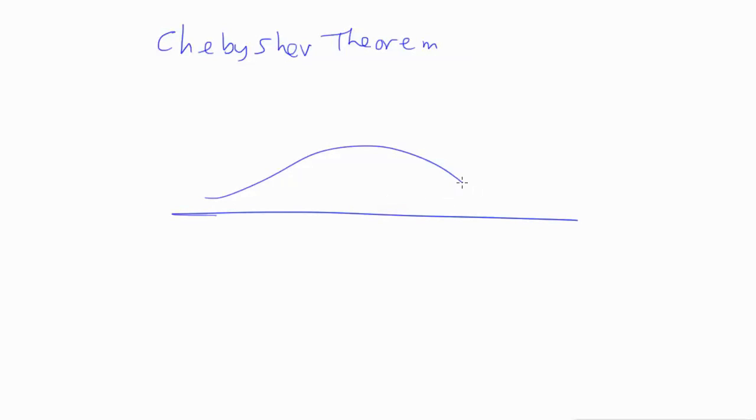Chebyshev theorem. What is it about? Well, Chebyshev will tell you the amount of data between two values. Let's call this x low and this x high, and this is my variable x, and this is my distribution shape. So Chebyshev will tell you the amount of data here.